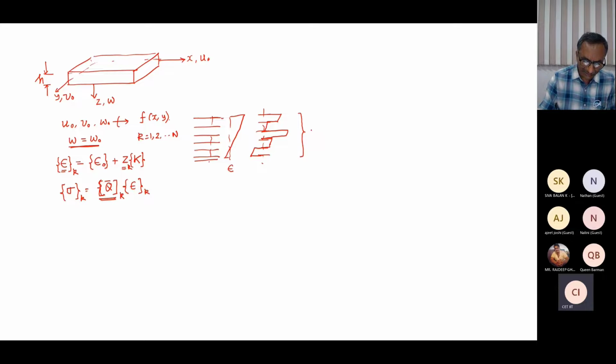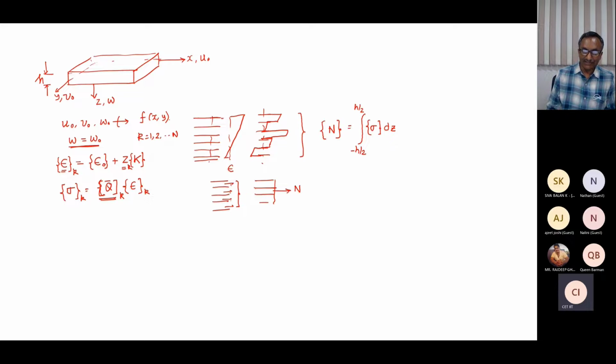So, we represent all these stresses as stress resultants. That means N, which is the sum of all the stresses across the thickness. We sum all the stresses across the thickness and we say this is the force resultant. This is an equivalent system. That means suppose you have 3 layers, and each layer has defined stresses. We add them all and we say that in these 3 layers there is a single force which is equivalent to this. That is what is called a statically equivalent system.